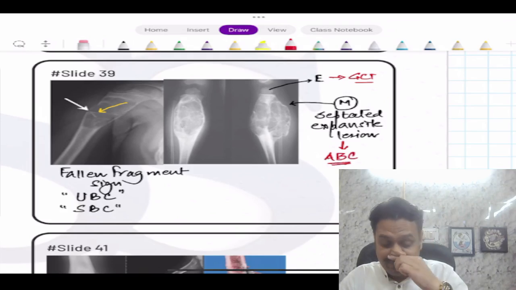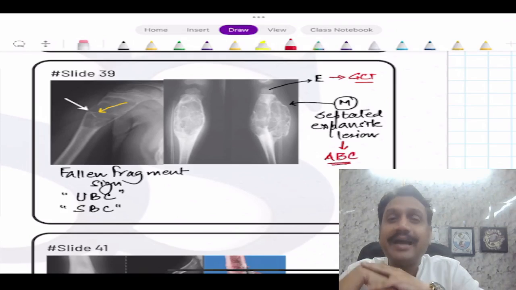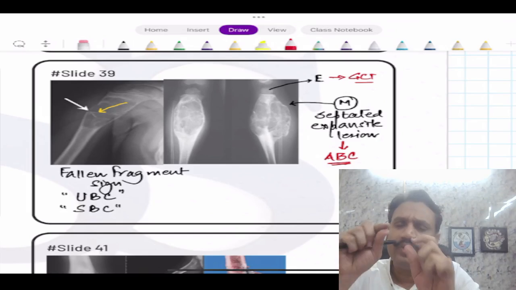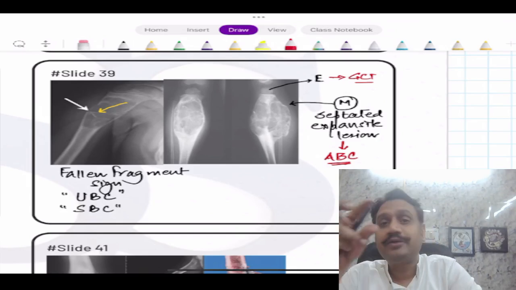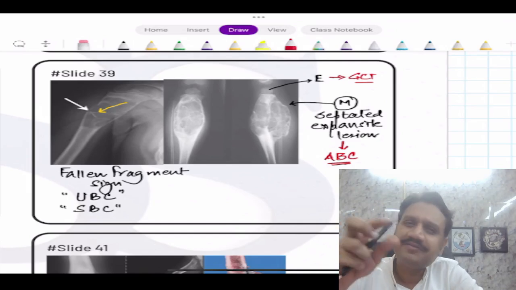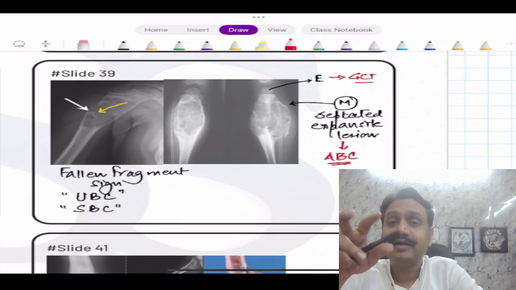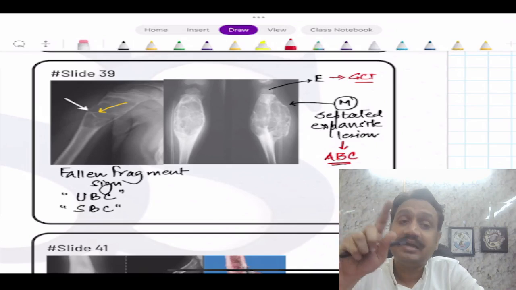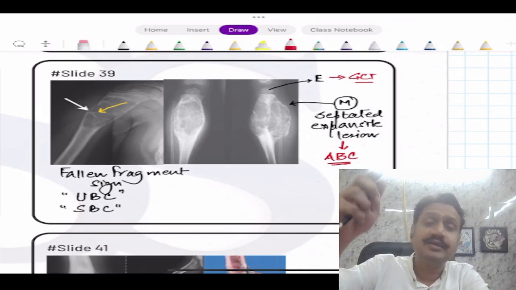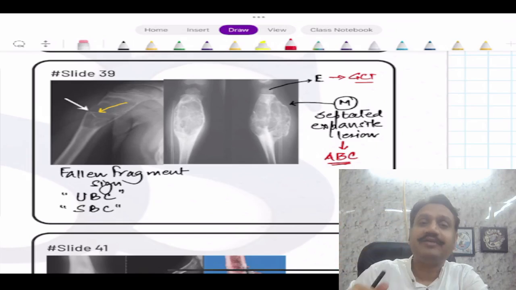So for cystic lesions of the bone, there are two: one is aneurysmal bone cyst, one is simple bone cyst. Simple bone cyst will have a piece of bone fallen into the cavity, that is the fallen fragment sign. And aneurysmal bone cyst will have a somewhat soap bubble appearance, an expansile lesion, but at the metaphyseal area. That would be giant cell tumor at the epiphyseal area, aneurysmal bone cyst at the metaphyseal area.